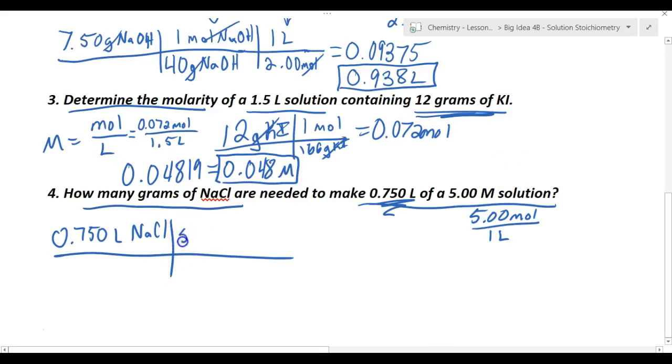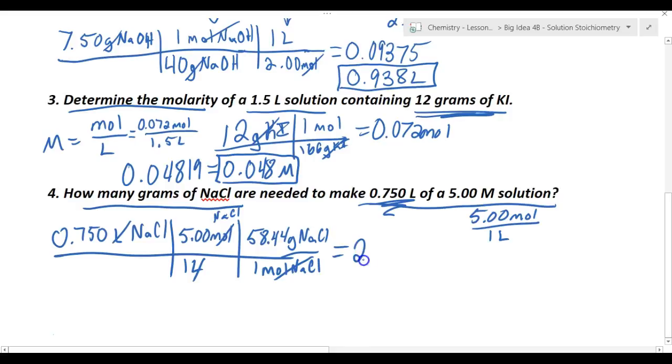We have 5.00 moles for every 1 liter. That's our first conversion factor, and it will cancel out liters of our NaCl. Now we know we can go from moles to grams using our molar mass. So this is in moles of NaCl, and we know the molar mass of NaCl is 58.44 grams of NaCl for every 1 mole of NaCl. Just like that, our moles of NaCl cancel out, and we're left with 219.15, or 219 grams of NaCl.